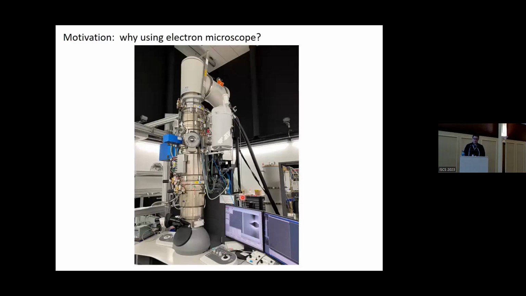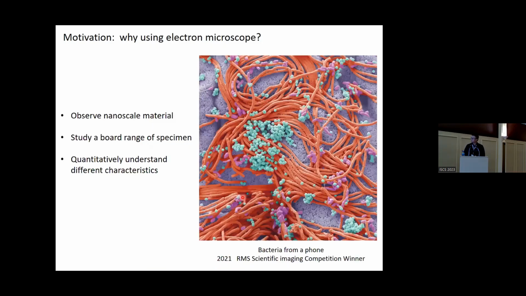As Professor Browning has mentioned, each electron microscope costs millions of pounds to build and years of training. And even after all of that effort, it is still very hard to book your time to use one machine. So why do we bother even using them? Well, the first is that the ability to observe nanoscale material is beyond any other instrument.